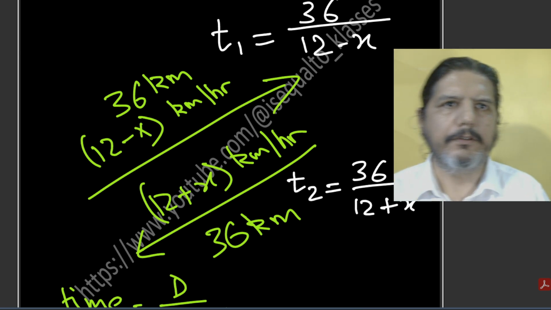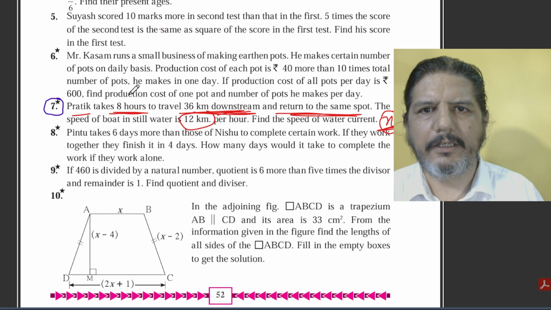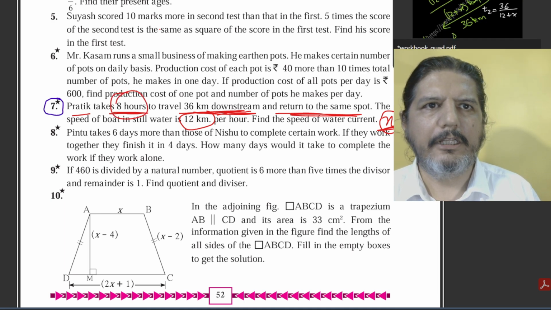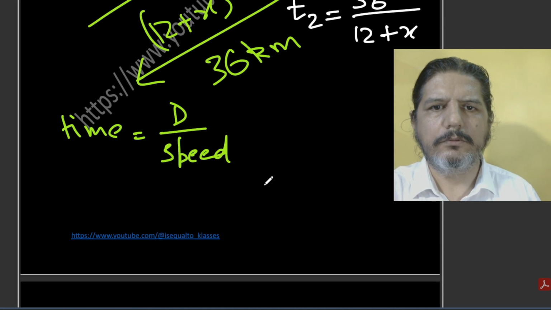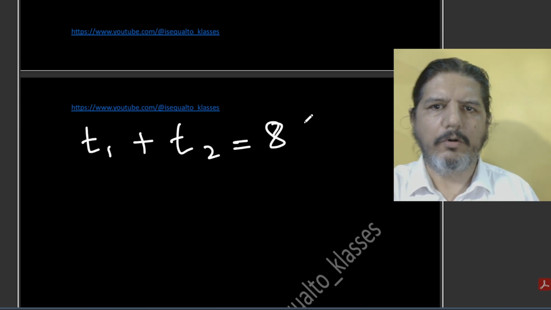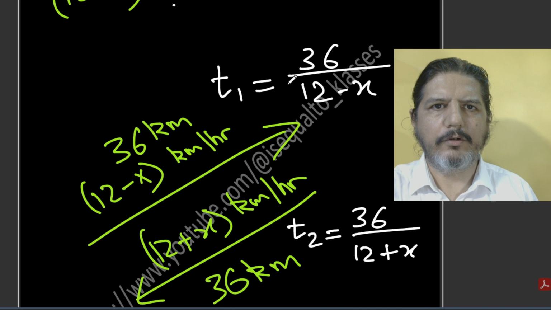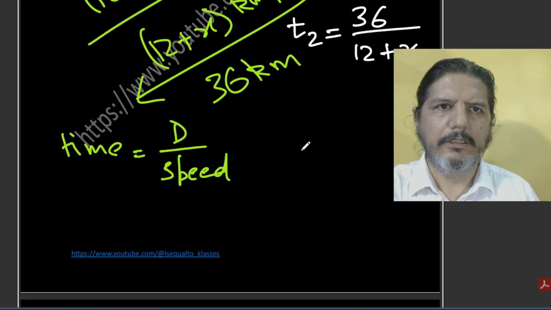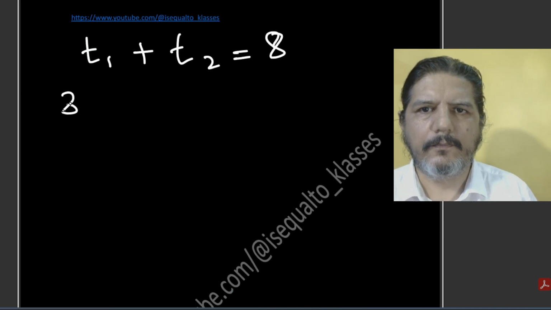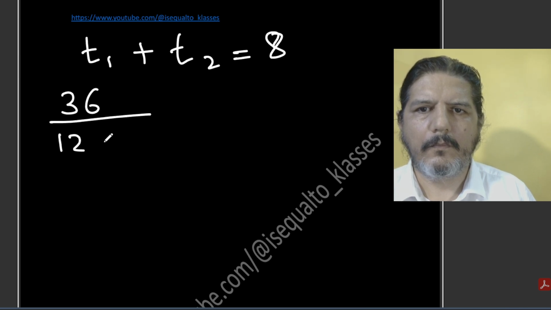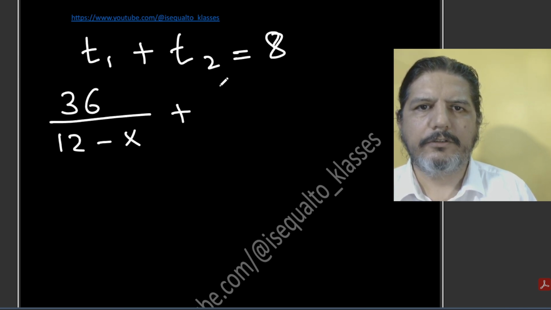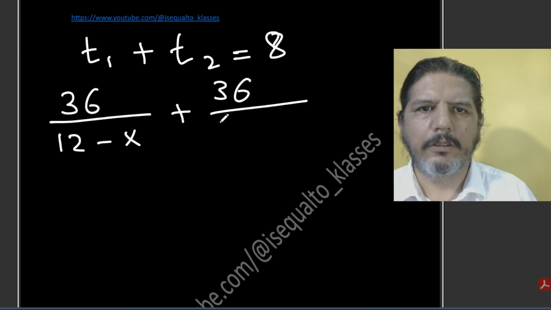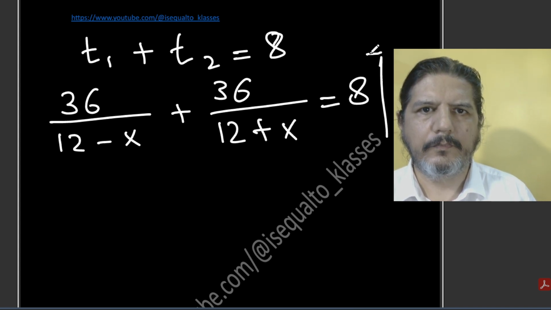And as per the question, the total time he takes is 8 hours. So t1 plus t2 is 8. And now all I need to do is put the value of t1 and t2. So 36 upon 12 minus x plus 36 upon 12 plus x is equal to 8.